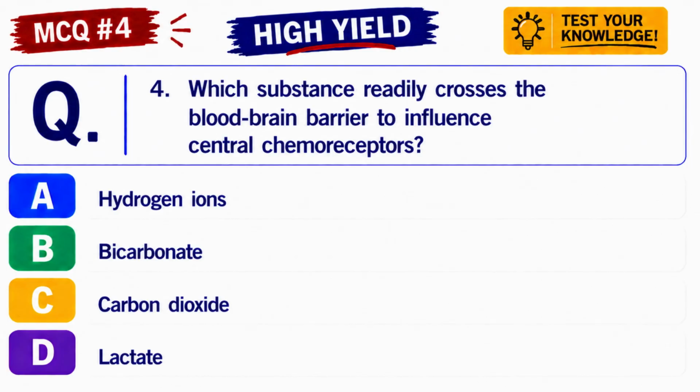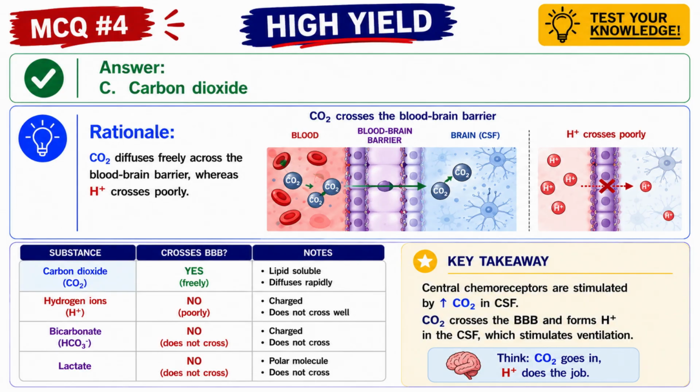Question 4. Which substance readily crosses the blood-brain barrier to influence central chemoreceptors? A. Hydrogen ions. B. Bicarbonate. C. Carbon dioxide. D. Lactate. The answer is C. Carbon dioxide.